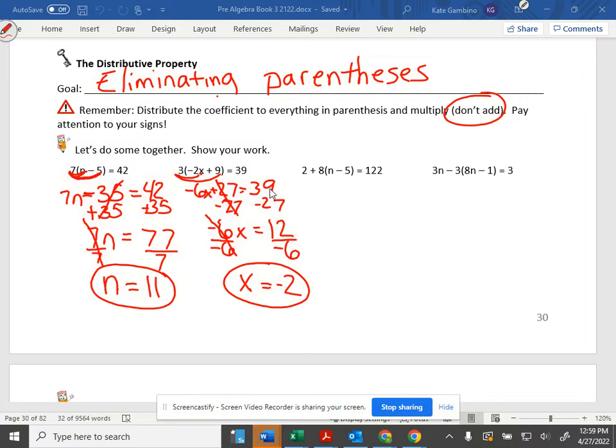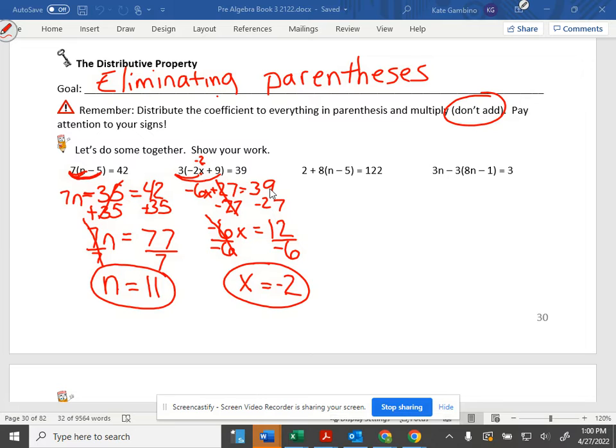How do I check my work? I can take that negative 2, put it in for my x here, and it would be negative 2 times negative 2 is a positive 4. Positive 4 plus 9 is 13. 13 times 3 is 39. So you can go back in and check your work. Make sure that your variable answer is what it truly should be.